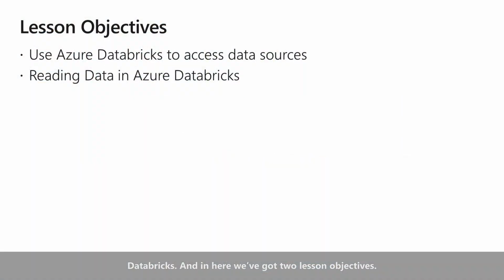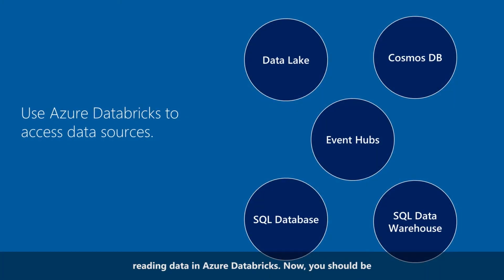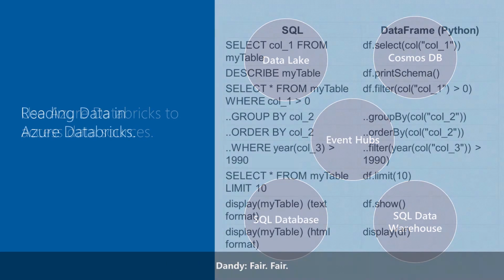Okay. So lesson 3 is about reading data using Azure Databricks. And in here we've got 2 lesson objectives: using Azure Databricks to access data sources and reading data in Azure Databricks. Now, you should be very comfortable with Data Lake as a storage platform already. You just covered that. Exactly. But acknowledge that SQL Database, Cosmos DB, SQL Data Warehouse, and Event Hubs are all valid data sources as well, but we're covering them in later modules. And I might have experience with that relational engine already. Exactly.